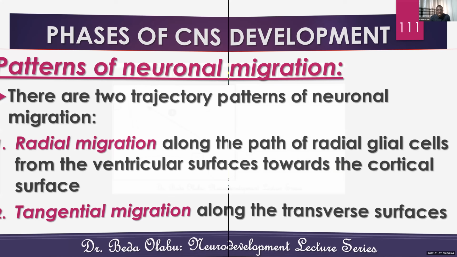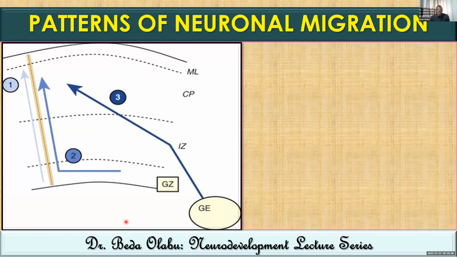Maybe if I use an image, it will help us understand those two concepts. Consider this to be the wall of the neural tube, from the deeper surface to the superficial zones. So the germinal zone is this one here, which is giving rise to the neuroblasts that are supposed to migrate. This is the ventricular space, and perhaps the pial surface.